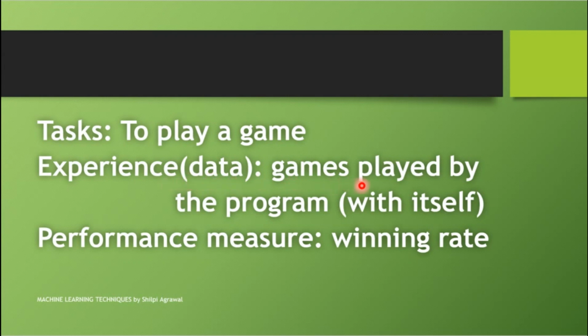Or we provide some rules or some training data to the computer. So we have to play more and more games so that we can provide some training to that machine. And the last one is the performance measure, that is the winning rate. So if we play a game and we win again and again, it means our performance is getting better and better.